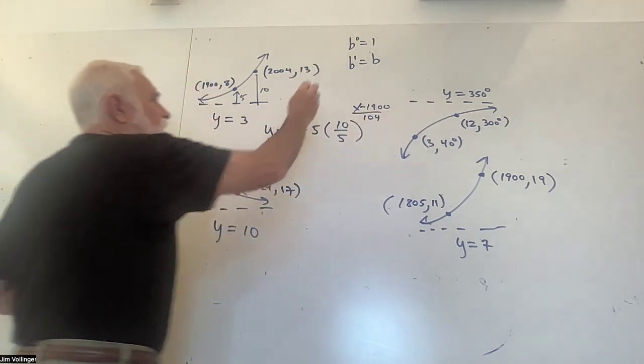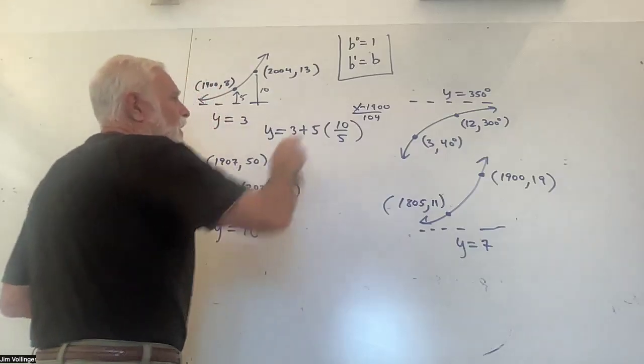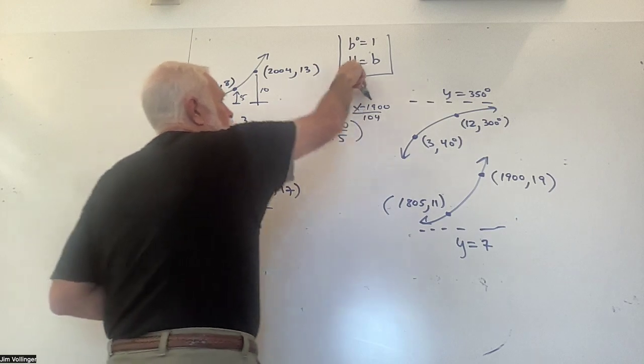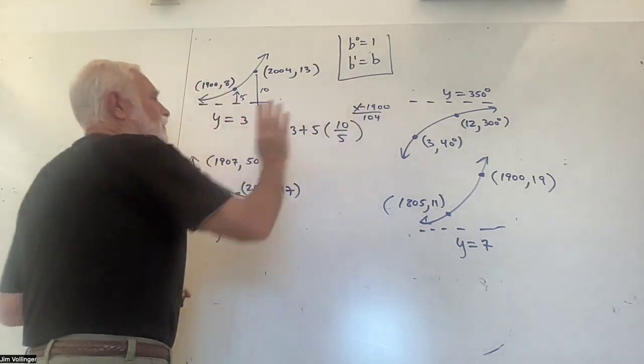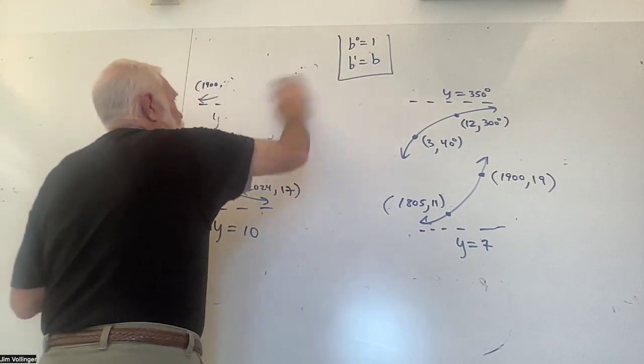And this model is based on 2 principles. The b to the 0 is 1. So we're making a 0 out of this exponent when I plug in 1900. And b to the 1 is b. That's allowing me to do this. All right, so now, pause the video.